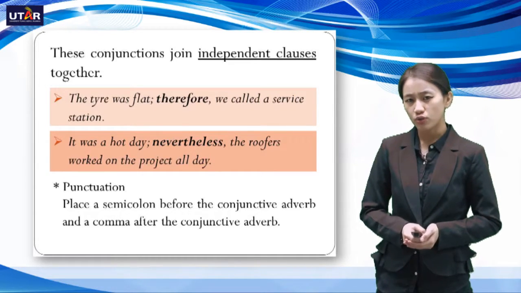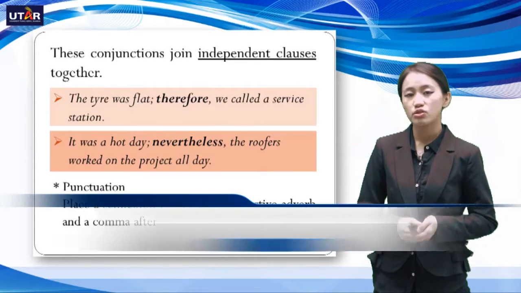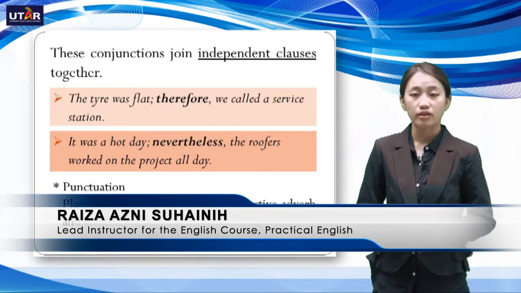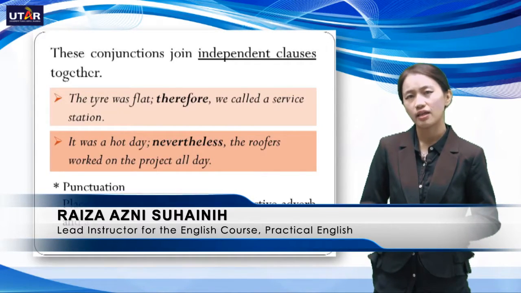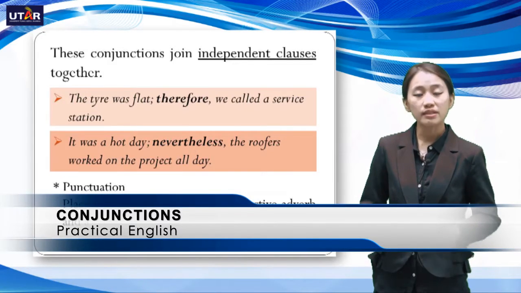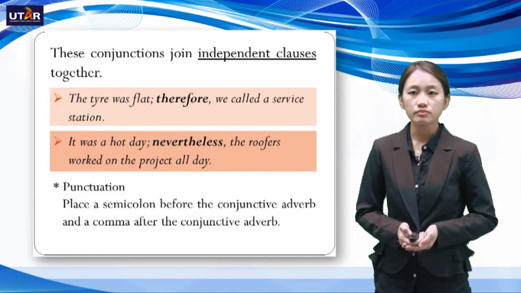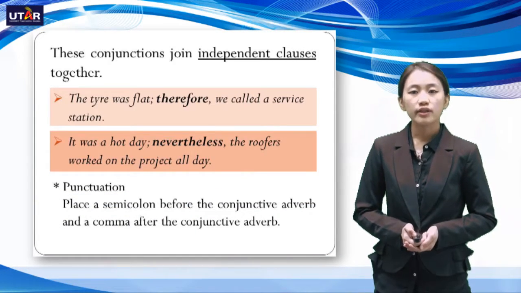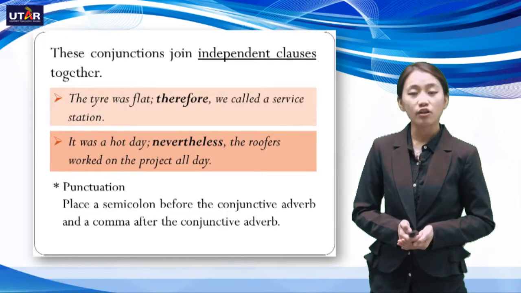So for those who don't understand, what are independent clauses? Clauses usually consist of a subject and a verb. So independent clauses, to make it simple, would be a complete sentence that can actually stand on its own. Look at the example here. These conjunctions join independent clauses together.